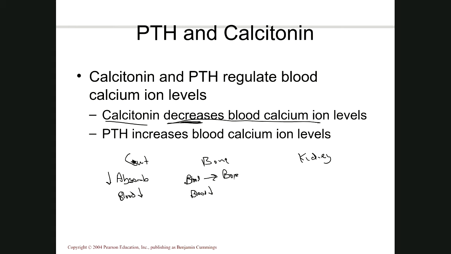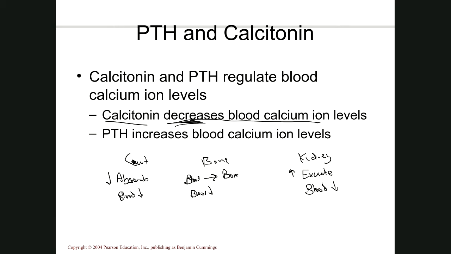And then here's the kidney. And what the kidney can do is it can excrete calcium. In other words, it can take it out of the blood and put it into your urine. And so look, I'm trying to get rid of calcium. So what I'm going to do is I'm going to excrete more. So in other words, I'm going to take it out of the blood, put it into the urine. So in the blood, it's going to go down.